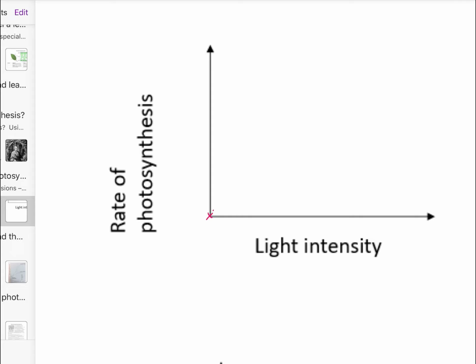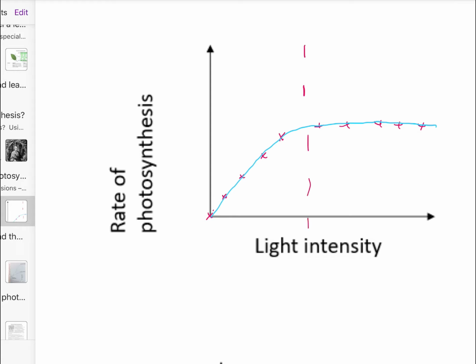So light energy needs to be able to be absorbed by the chlorophyll to allow photosynthesis to happen, which means that at very low levels of light intensity, the rate of photosynthesis will be very low, even though light intensity isn't actually something that gets used up by photosynthesis. As light intensity increases, rate of photosynthesis will also increase until it reaches a point where further increase of light intensity no longer actually increases the rate of photosynthesis.